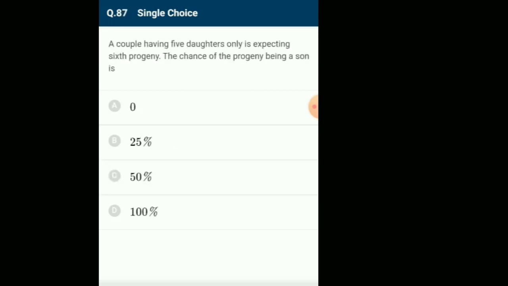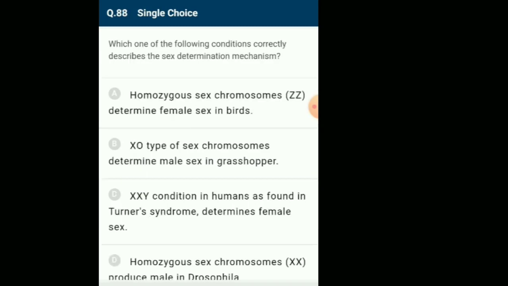Question number 87. A couple having 5 daughters only is expecting a 6th progeny. The chance of the progeny being a son is... A family of 5 daughters only is expecting a 6th issue. The chance of its being a son is 50%. Humans have 22 pairs of autosomes and a pair of sex chromosomes, which are XX in females and XY in males. So if we cross the parents, there is a 1:1 chance for boy and girl. So the answer is option C. This is 50%.